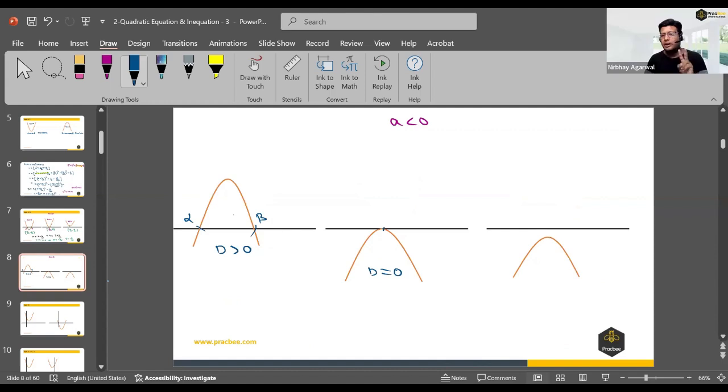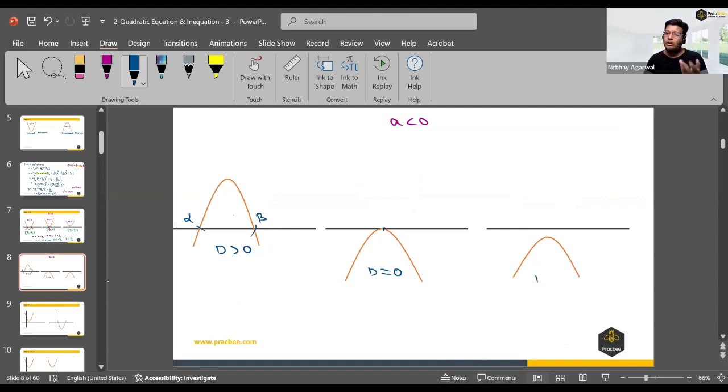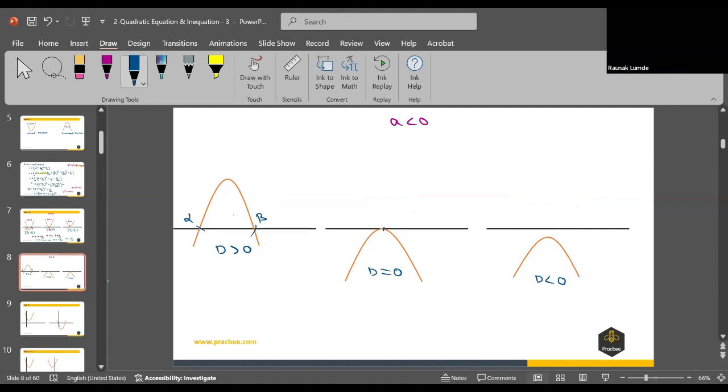If the graph cuts at two different points, there will be two different zeros, that is alpha and beta. In this case, D will be greater than 0. The third has to be less than 0 because it is not touching, no touch, no cut. It means D is less than 0, so no real zeros will be present.